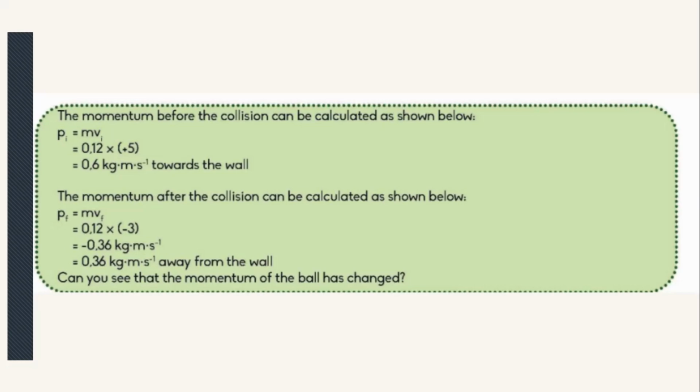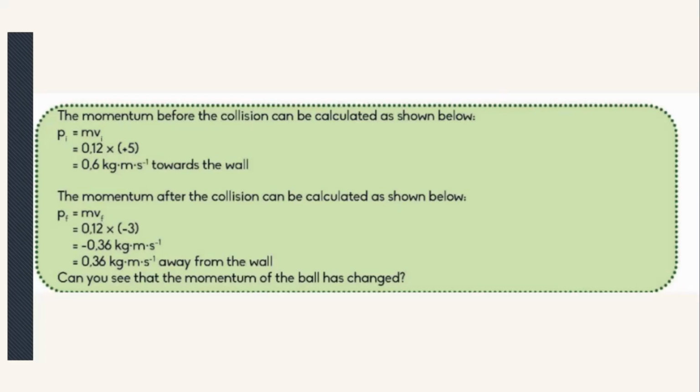The mass was 0.12 kilograms, and we had a positive 5 initial velocity. So then we get the momentum as 0.6 kilograms per meters per second towards the wall. Then we calculate the momentum after the collision. So this is with the final velocity. So 0.12 multiplied by -3. Remember, we said that the motion away from the wall is negative. So therefore, we get a negative momentum because momentum is in the direction of my velocity. So in the direction of the motion. And the direction of the motion is in a negative space, away from the wall.